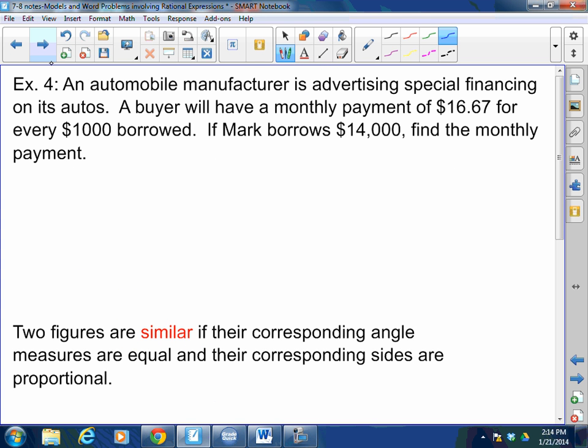Example 4. An automobile manufacturer is advertising special financing on its autos. A buyer will have a monthly payment of $16.67 for every 1,000 borrowed. If Mark borrows $14,000, find the monthly payment. All right, my brothers, what is the fact?